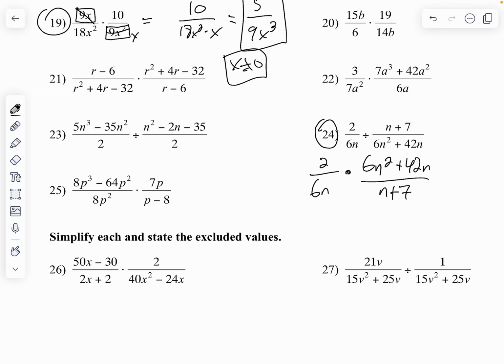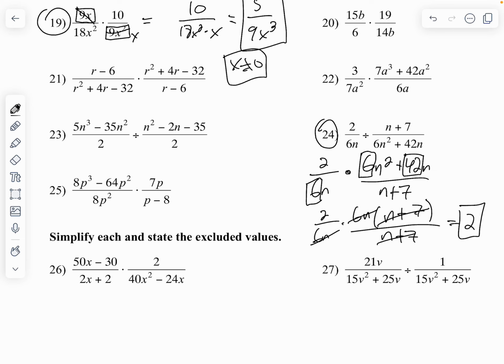Now we can do some creative factoring here. If I take the 6 out of these guys, then it'll cancel with this 6 over here. So let's do that. So we have 2 over 6n multiplied by 6 times, we can even take out a 6n, what a deal. Oh, and the whole thing's going to cancel. I love it. So we're left with n plus 7 then. On the bottom here, it's 2. The answer is 2. The 6n's cancel. The n plus 7's cancel. It's just 2. Without having to do much. And n can't be, what, 0 or negative 7.